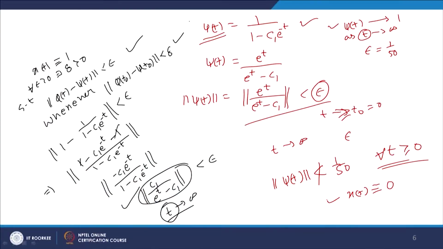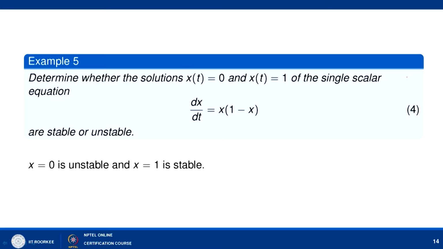So x t ideally equal to 1 is a stable solution, but x t ideally equal to 0 is not a stable solution. So what we have shown here is that for dx by dt equal to x into 1 minus x, x equal to 0 is an unstable solution, while x equal to 1 is stable.